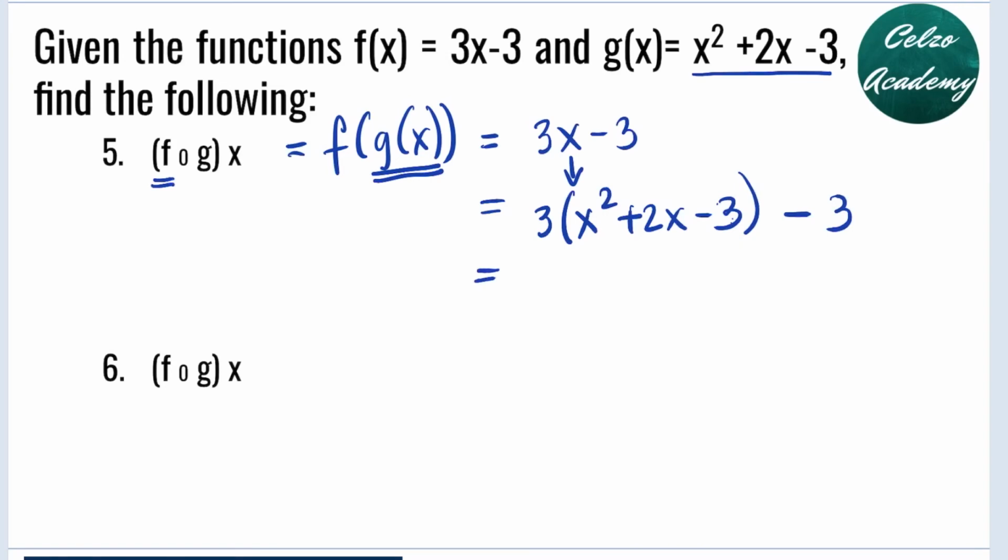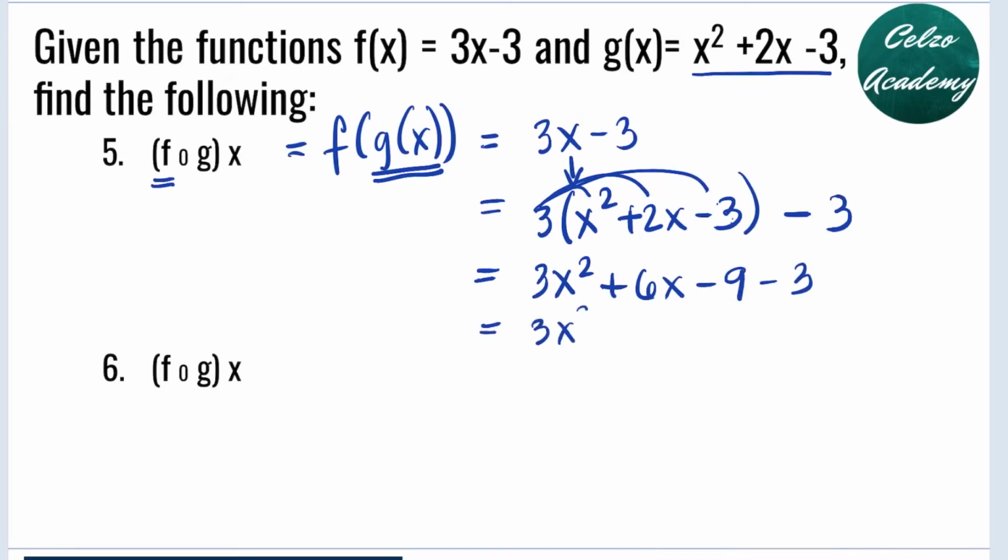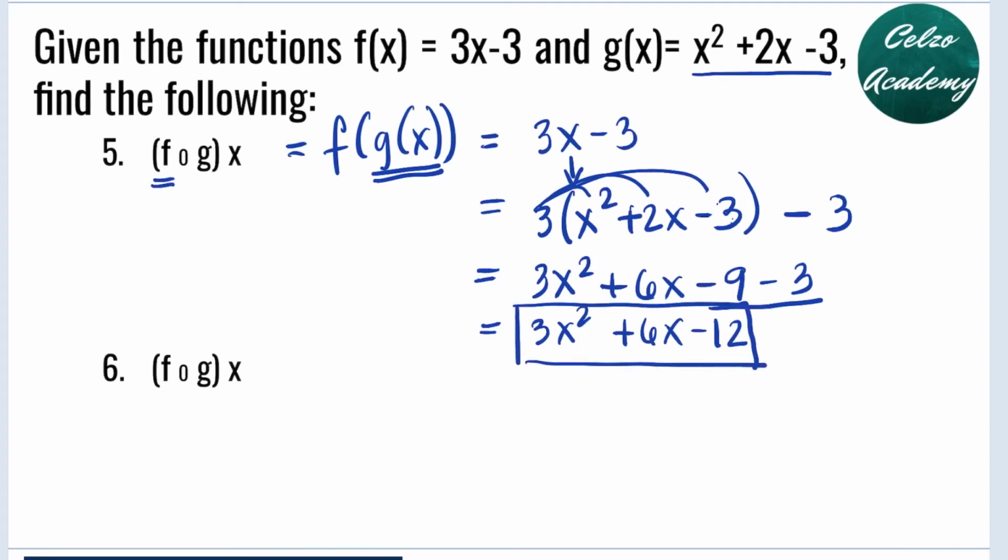Now we need to do distributive property. 3 times x squared is 3x squared. 3 times 2x, we have 6x. 3 times negative 3 is negative 9 minus 3. Simplifying this, we have 3x squared plus 6x. Combining negative 9 and negative 3, that is negative 12. So the answer is 3x squared plus 6x minus 12.